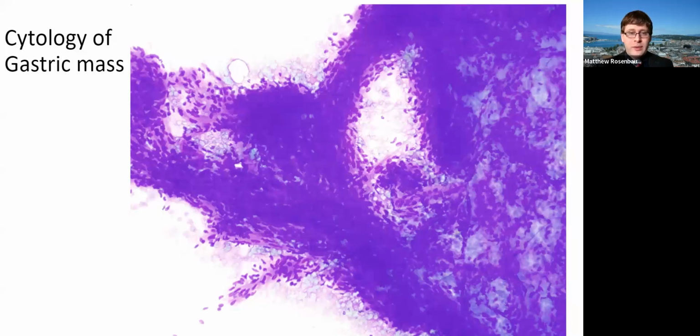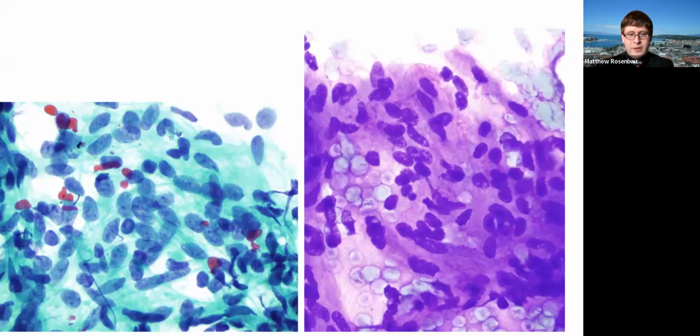We look a little bit closer. We have both a Diff-Quik and a PAP here, and they both show somewhat similar features. The PAP does show better nuclear detail, as is standard for the PAP, but the Diff-Quik is obviously much faster and easier to do in most situations. So what we have here are somewhat monotonous cells. I wouldn't call them bland. I'd call them plump, vaguely spindled cells. You could argue there might be a little bit of epithelioid appearance to them here and there, but in general, you can see them forming more of a syncytium.